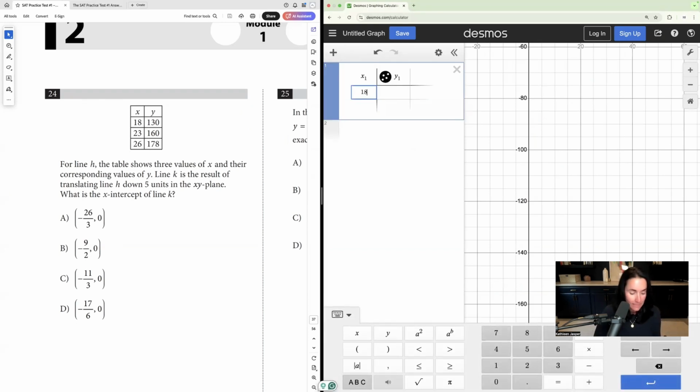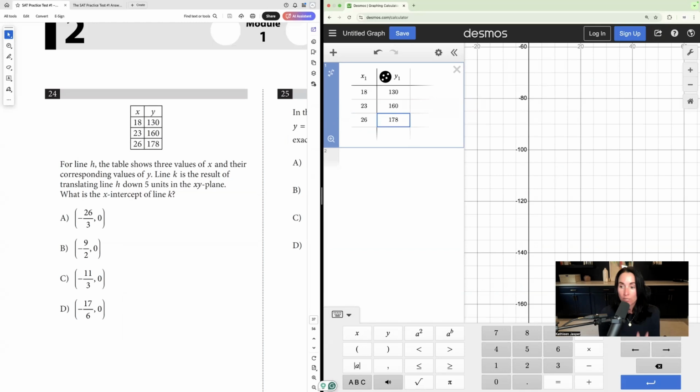So I'm going to go 18, and you can use the tab button on the SAT Desmos calculator, and it'll bring you right over to the next space to put your numbers in. 130, tab again, it'll take you down to the next line. The tab saves you time rather than moving the mouse around. So you have 23, tab, 160, tab, 26, tab, 178.